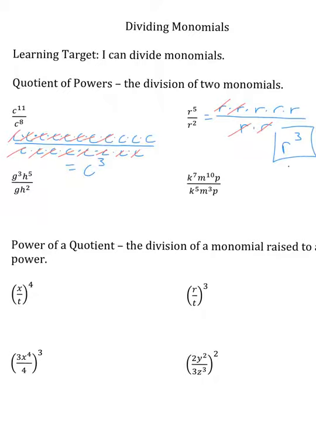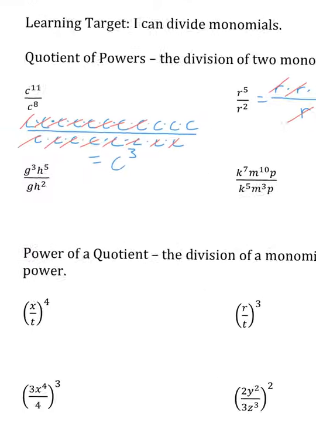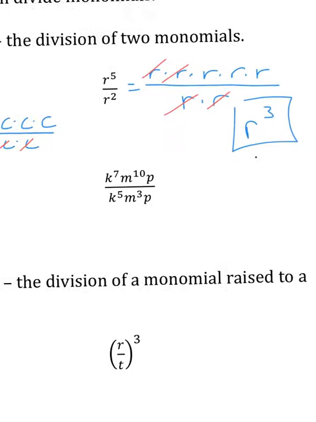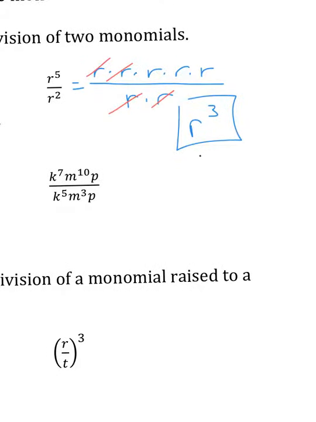If we have g to the 3rd divided by g, that's really g to the 1st. So g to the 3rd over g to the 1st, we take 3 minus 1, and that gives us g squared. Then h to the 5th divided by h squared, 5 minus 2 gives us h to the 3rd. And one more: k to the 7th over k to the 5th gives us k to the 2nd. Subtract the 7 and the 5.